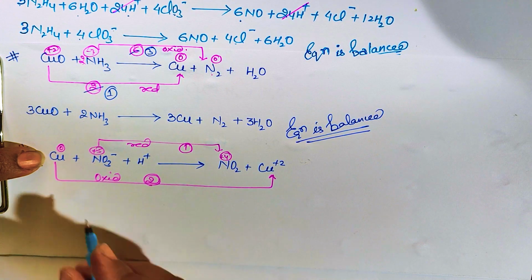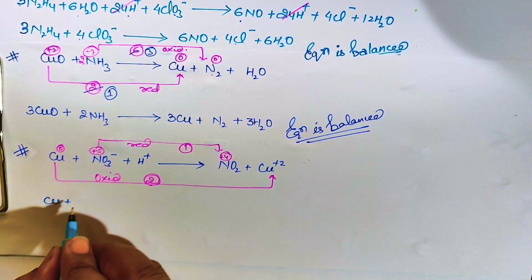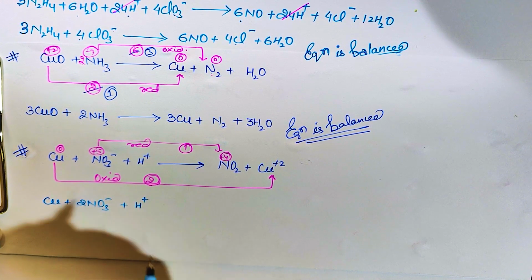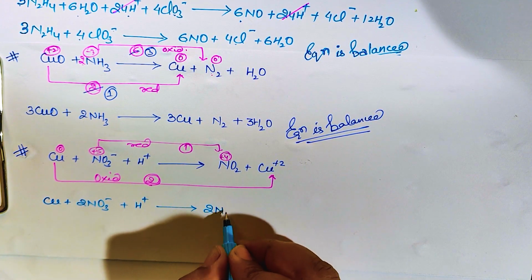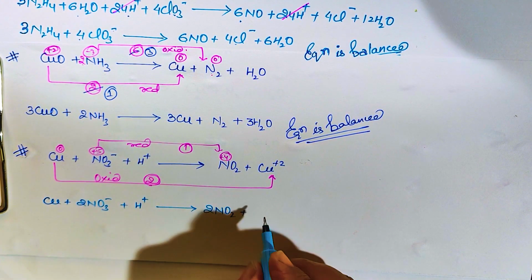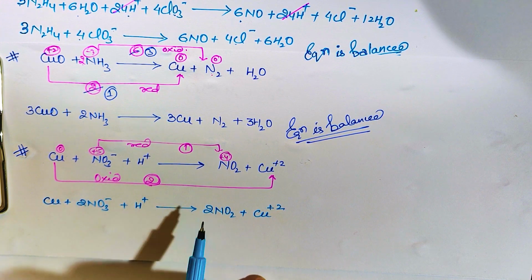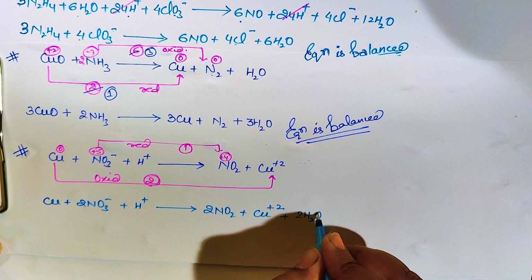What I will write: Cu plus, in case of NO3 it will be multiplied by 2. So we will write 2 NO3 minus, then H plus, we'll write it like this. Then NO2 will be multiplied by 2. So 2 NO2 and copper 2 plus will be multiplied by 1, so just 1. Now balance the oxygen. How many oxygen here? 3 2s are 6. How many oxygen over here? 4. So oxygen will be balanced by adding water. So 2H2O I have added.